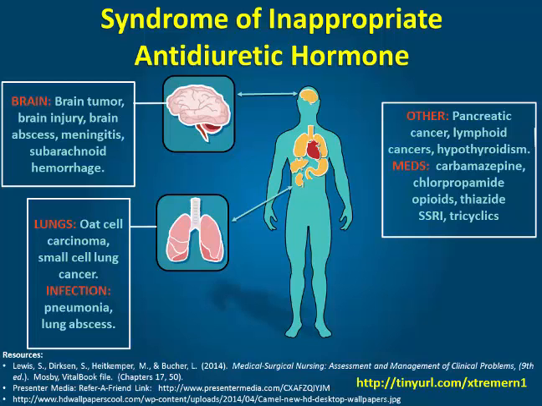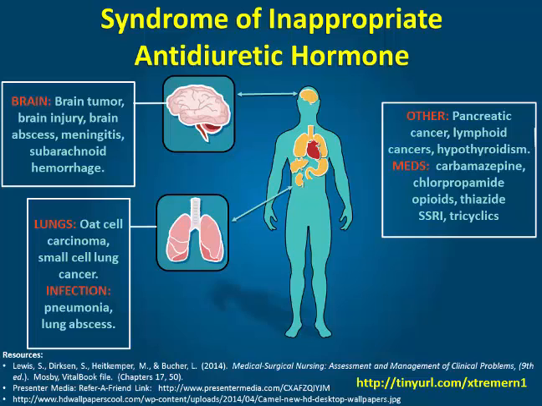This is a brief overview of syndrome of inappropriate antidiuretic hormone, otherwise known as SIADH. Looking at the causes, we start with the brain. Look at brain tumor, injury, abscess, meningitis, subarachnoid hemorrhage.